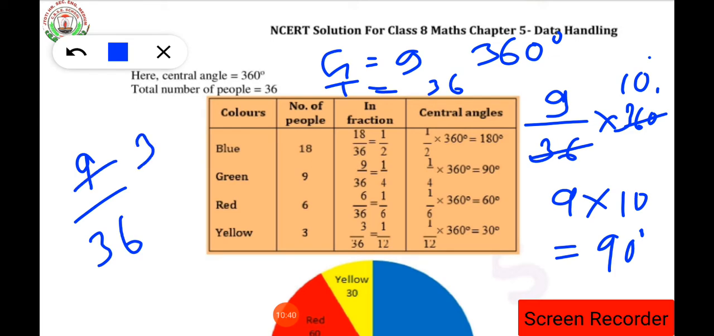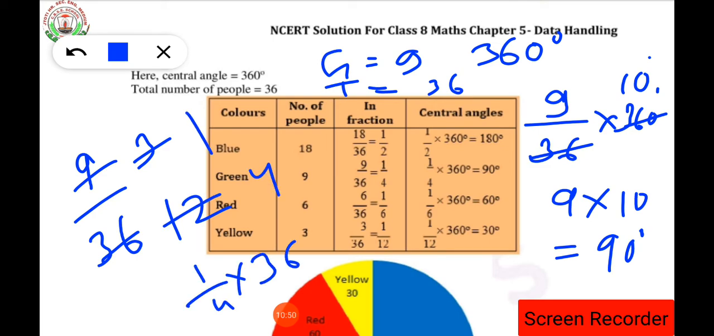That is 3 ones are 3, 3 threes are 9, and 3 twos are 6. Here it will be 1 time and 6 will be 2 times. So again it will get cancelled. So 1 by 4. Now 1 by 4 will be multiplied with 360. You will get the answer as 90. So both methods of solving are the same.